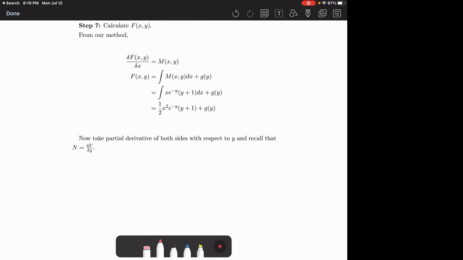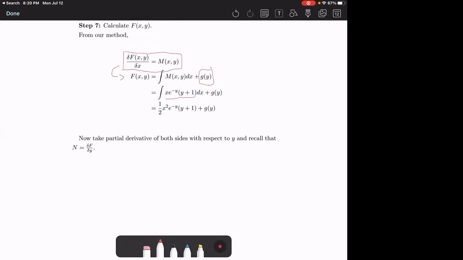We're going to calculate f(x,y). So remember, we have our two equations. ∂f/∂x is equal to M, and ∂f/∂y is equal to N. So we'll start with this one, and we'll integrate both sides with respect to x. Remember, our constant is any function of y. We're going to plug in what M is known to equal, and then we're going to integrate it with respect to x.